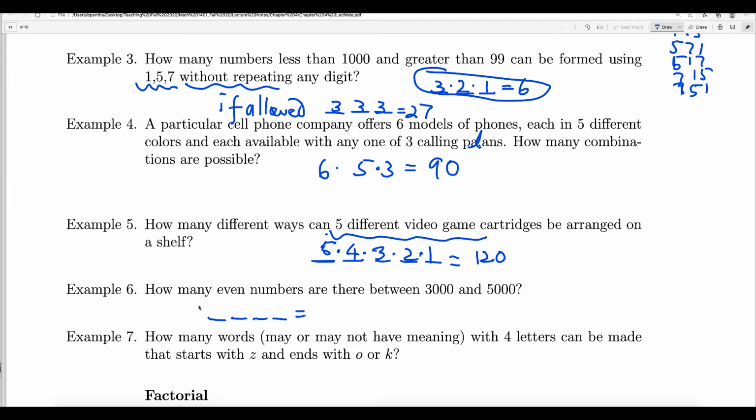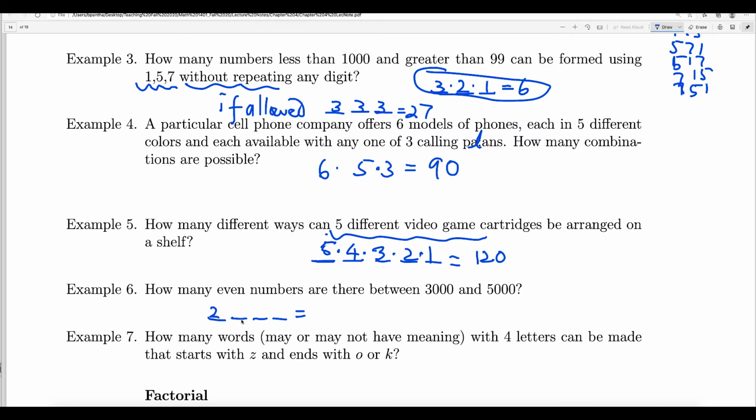Let's look at example 6. How many even numbers are there between 3000 and 5000? So all the numbers between 3000 and 5000 will either start with 3 or start with 4, right? So how many choices are there for the first place? There are just 2 possibilities. Either you pick 3 or 4. If you pick less than 3 or greater than 4, then it will be outside this range. It will not be between 3000 and 5000. For the first choice, there are only 2 possibilities.